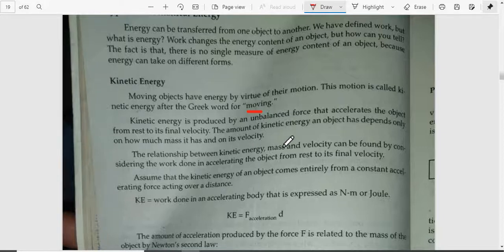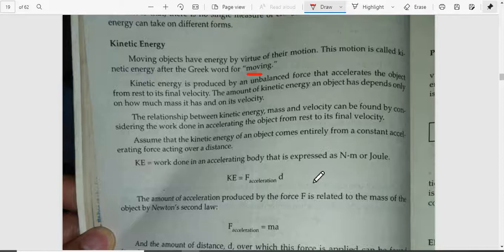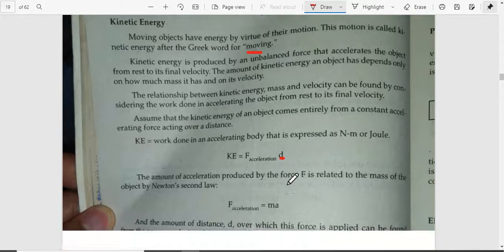on its velocity. The relationship between kinetic energy, mass, and velocity can be found by considering the work done in accelerating the object from rest to its final velocity. Assume that the kinetic energy of an object comes entirely from a constant accelerating force acting over a certain distance. The kinetic energy is equal to the work done in accelerating the body, expressed in Newton-meters or joules. So kinetic energy is equal to force times distance.